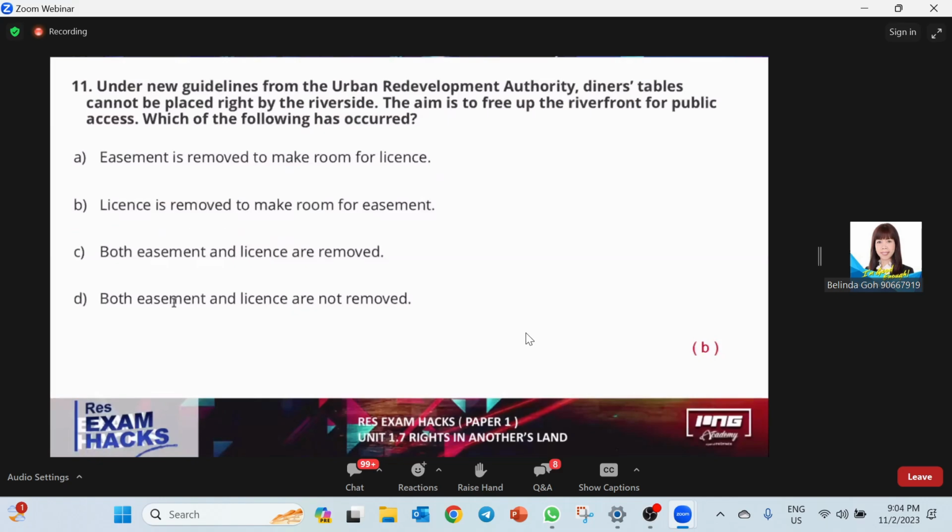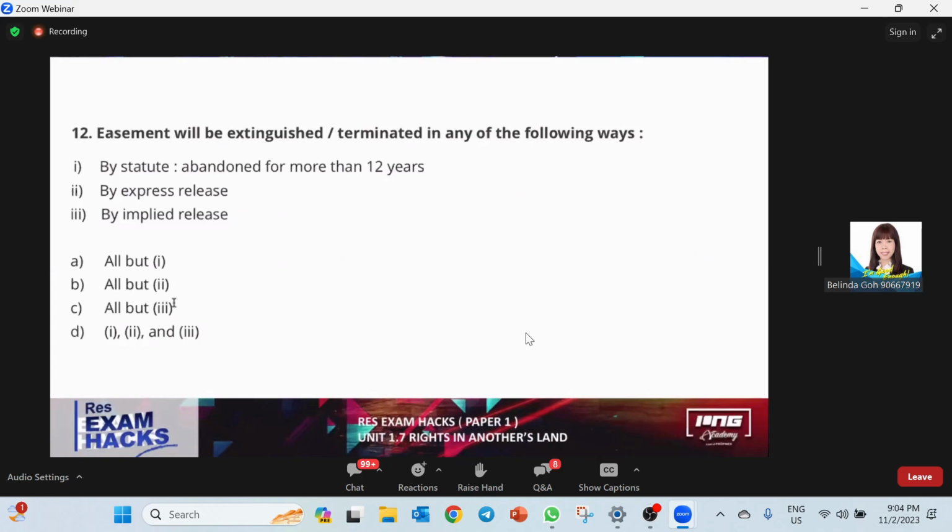Question 12. Another easement question. You see how important easement is? Right, if you don't understand easement well, you might lose a lot of marks over here. Easement will be extinguished, terminated in any of the following ways: by statute, abandonment of more than 12 years, by express release, by implied release. Which one of it?